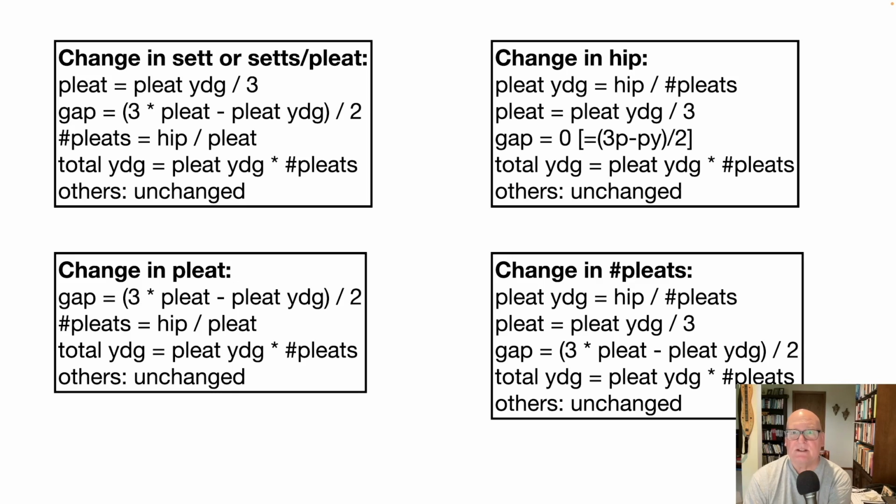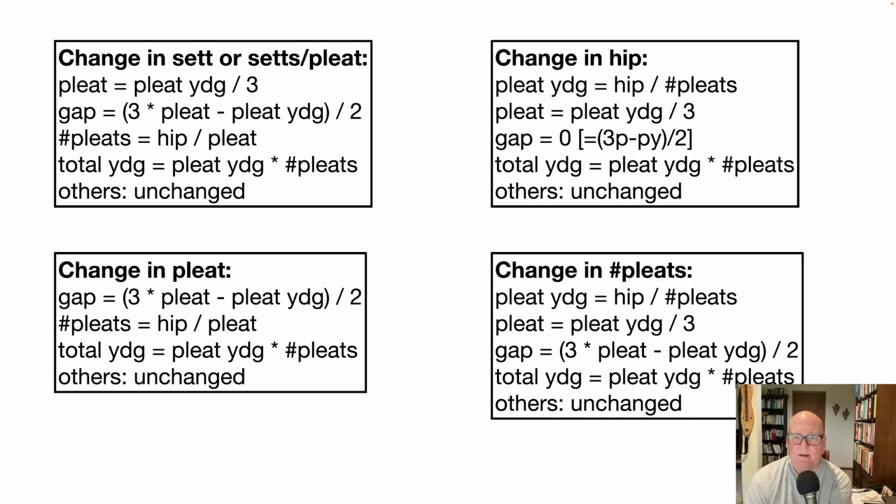Second one across, change in hip. Well, pleat yardage is still hip divided by number of pleats. The pleat is the pleat yardage divided by 3, just like the first case. The gap is 0, which is also the same as 3 times pleat number. The total yardage is pleat yardage times the number of pleats again, okay? And everything else is unchanged, whatever little else there is.